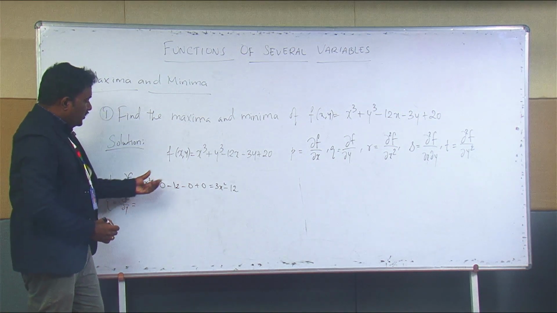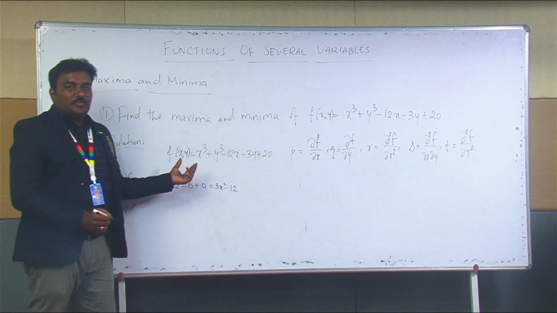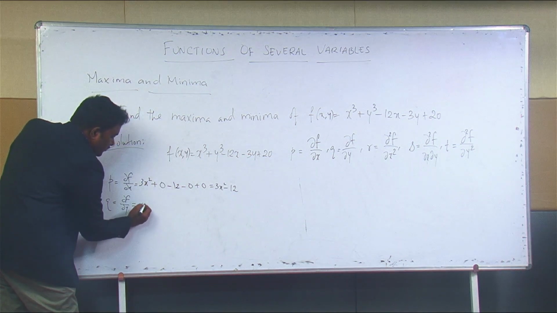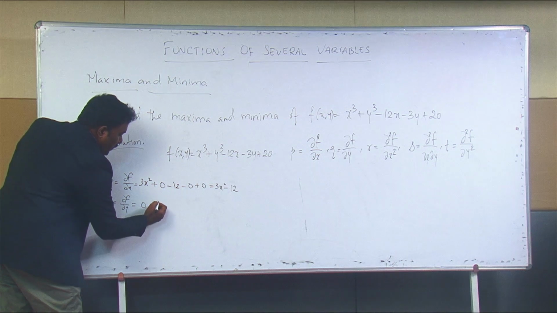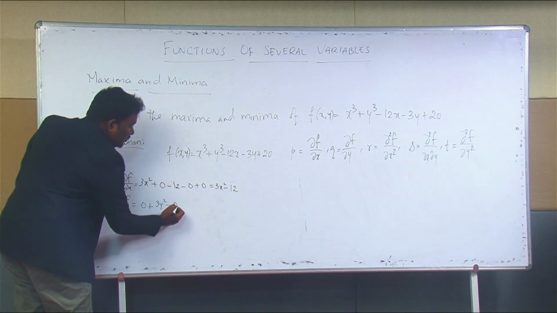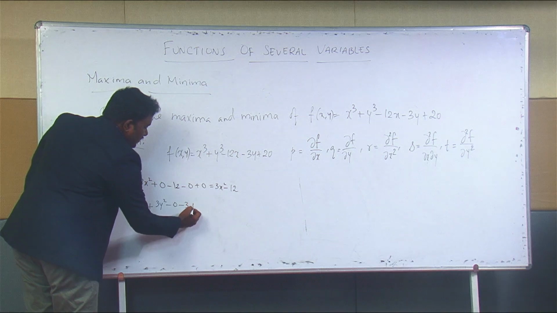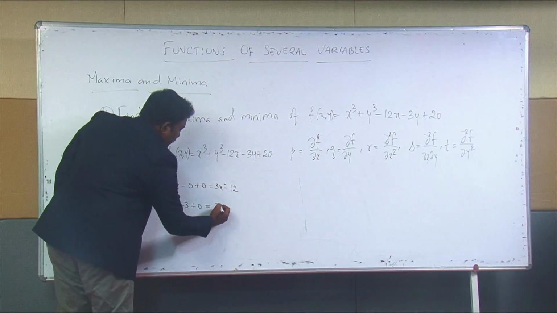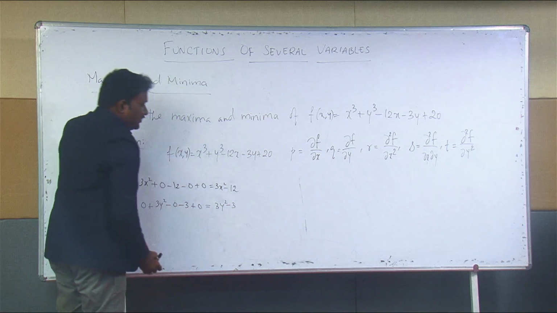Yes. So, now we are going to differentiate this function with respect to y partially. The first term will become 0. The second term will become 3y square, and then 0 minus 3 and 0. So, this becomes 3y square minus 3.